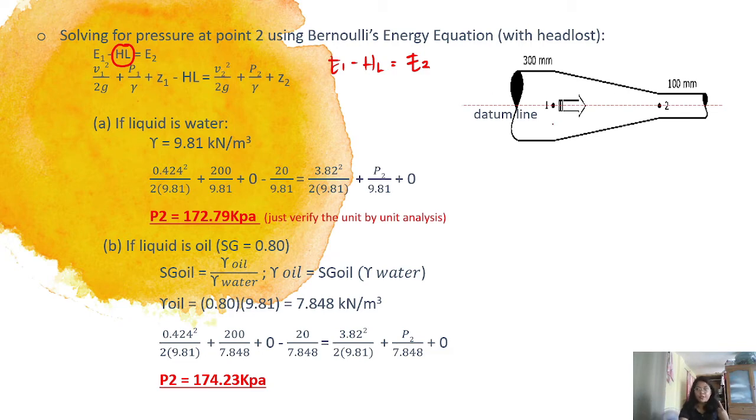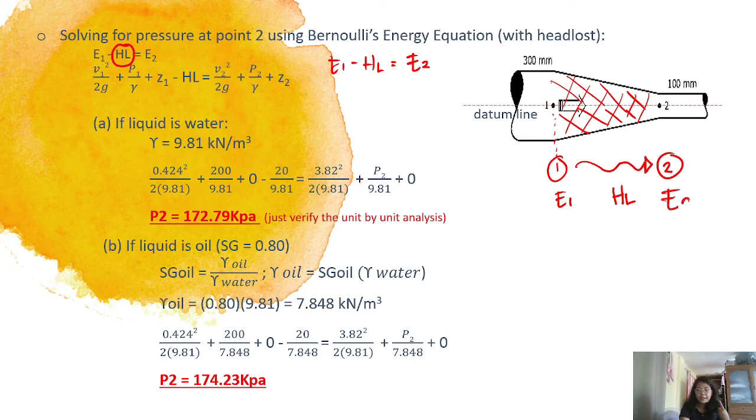and then it is equal to the energy at point 2. So, imagine, this is the energy at point 1, and along the way to point 2, you have head loss. And then, when you arrive at point 2, this is now the energy at point 2. So, as the water or liquid travels, that is what we are computing here. So, energy 1 minus the head loss is equivalent to your energy at point 2.